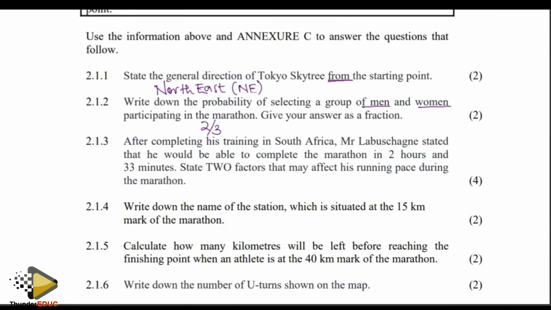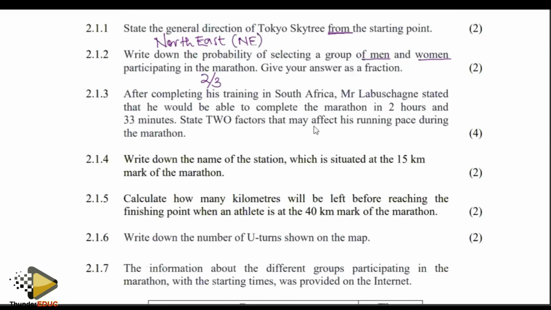2.1.3. After completing his training in South Africa, Mr. Lamia stated that he would be able to complete the marathon in 2 hours and 33 minutes. State 2 possible factors that may affect his running pace. One, we have what we call the weather. Then also the nature of the place where he's going to run from. It might be a hill, yet he was just running around. It might be hilly that side, right?